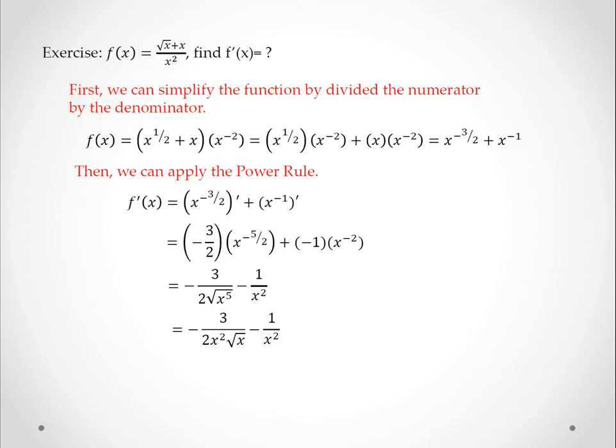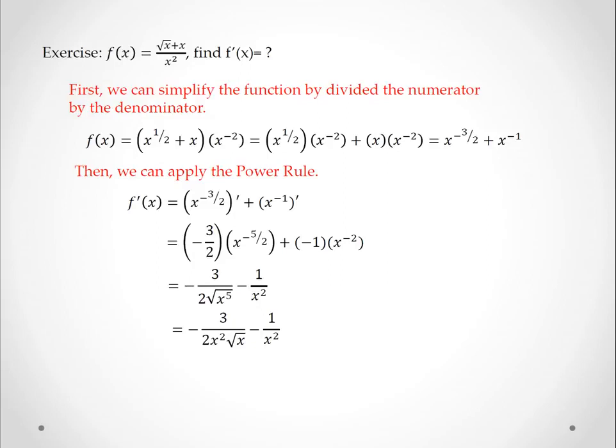Okay, let's look at this exercise. f(x) is equal to the square root of x plus x, divided by x squared. So what's the derivative of f(x)? First, we can simplify the function by dividing the numerator by the denominator. What that means is we can use what we discussed in the review section to change the square root to the power notation.